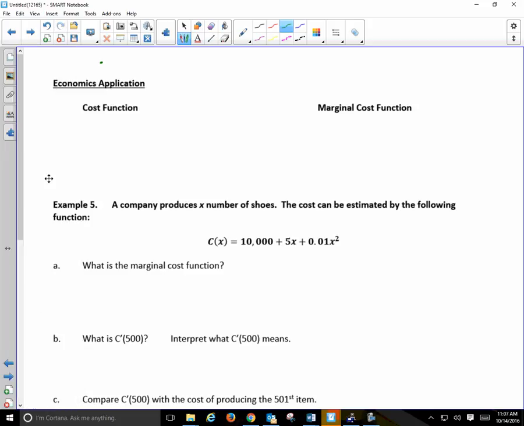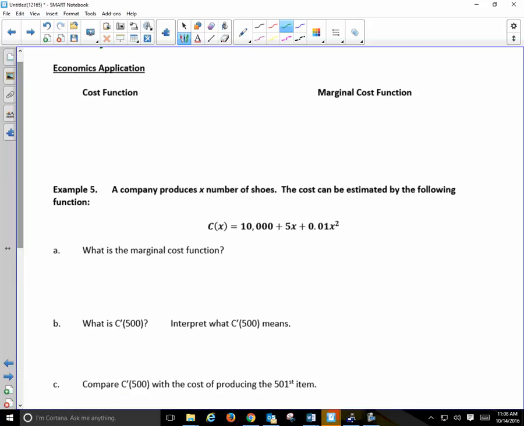All right, flip it over to the economics application. Once on the way up, once on the way down. All right, economics application, cost function. C of x. Marginal cost, we're going to call C prime of x. Here's the idea.